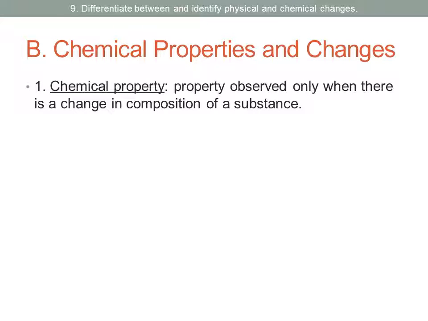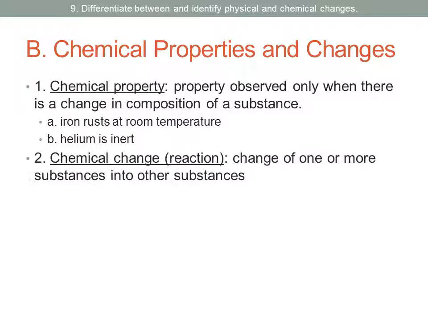A chemical property is a property that's observed only when there is a change in composition of a substance. So for example, we can say that iron rusts at room temperature. When iron is rusting, it's no longer iron, it actually turns to iron oxide. That's an observation that's only made when it does change substance. We could say helium is inert. Now inert means it doesn't react. So even though helium is still helium, the point here is we're trying to get it to react to something and it won't. So that would be a chemical property.